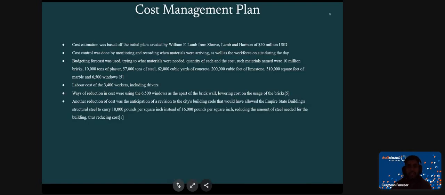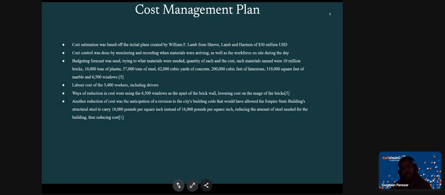So now we have the cost management plan. Cost estimation, or budgeting, was based off the initial plans created by William F. Lamb, who is the architect, and Harmon, of at least 50 million USD. Cost control was done by monitoring and recording when materials were arriving, as well as the workforce on site during the day. Budgeting forecast was used, trying to understand what materials were needed, the quantity of each, and the cost.